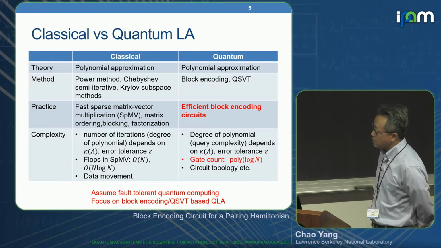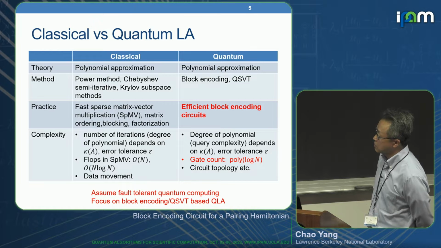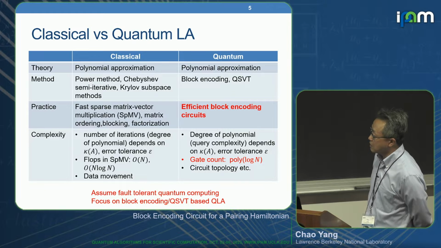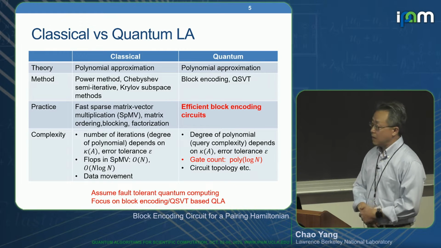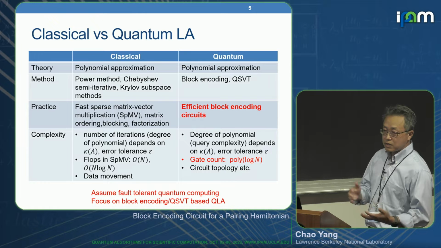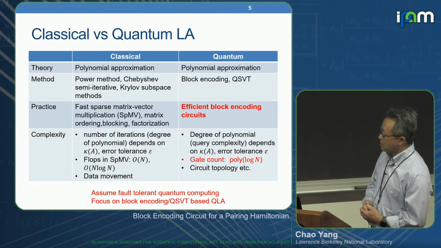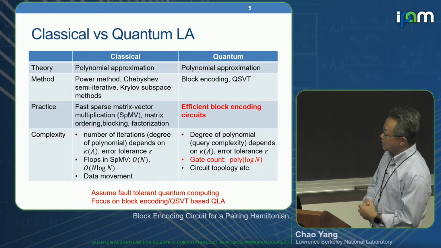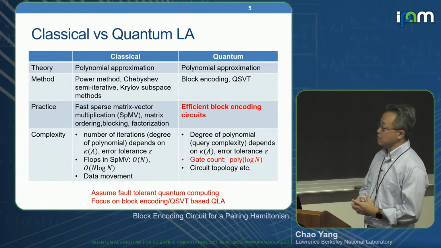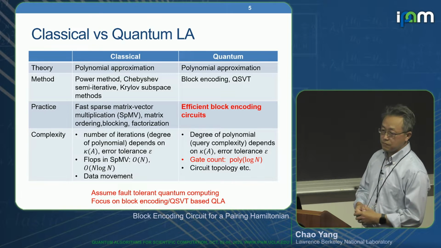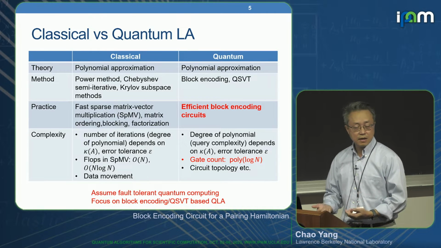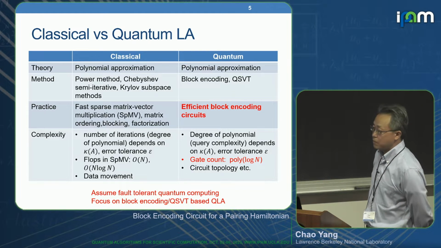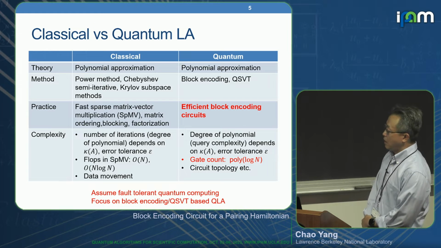In terms of practical things on the classical computer, we care about how to implement matrix-vector multiplication very fast, how to order the matrix, how to do blocking to take advantage of the memory hierarchy, and how to factorize a matrix efficiently. On the quantum side, the key thing to make block encoding efficient is to come up with an efficient circuit. If you don't have a circuit, then you're just talking about block encoding at the very theoretical level, even before you get to the device, and I'm not sure how useful that is.